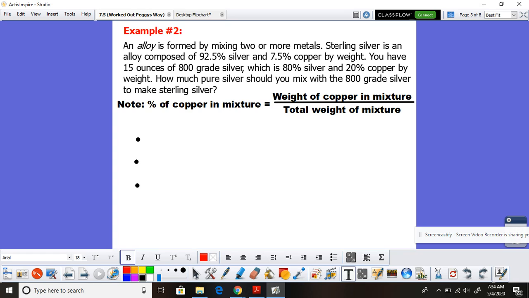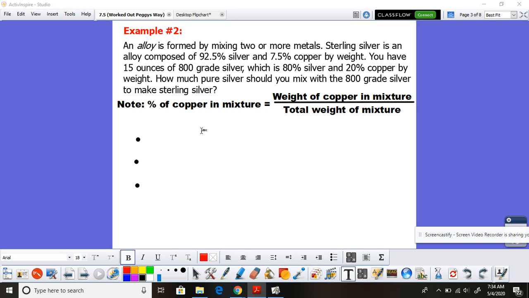All right, so if we look at this, I've kind of written out the key to this, and it is to know that the percentage of copper in the mixture is just the weight of the copper divided by the entire weight of the mixture. That's what percentage is, and that's what we're trying to find here. So if we can break it down into there, that's the hard part of it.